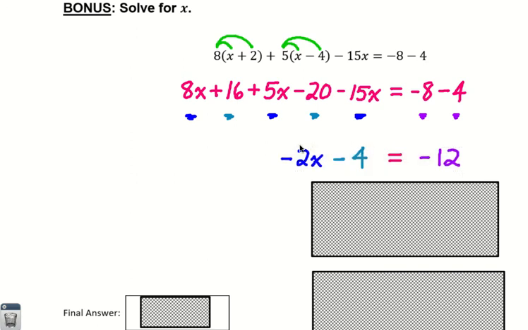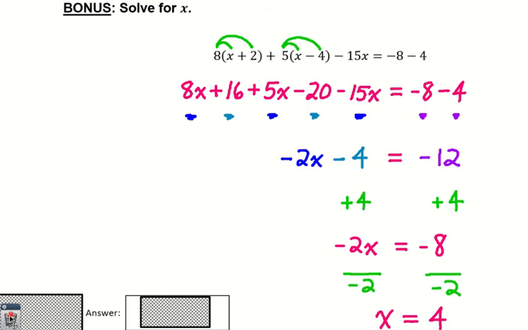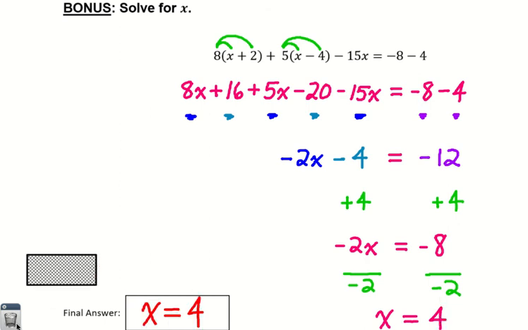And so where do I go from here? Now I just do whatever it takes to get x alone on one side. I'm going to add 4 to both sides, and that'll leave negative 2x over here. x is almost by itself. We just have to divide both sides by negative 2, and that'll get x completely by itself, and the other side ends up being positive 4.